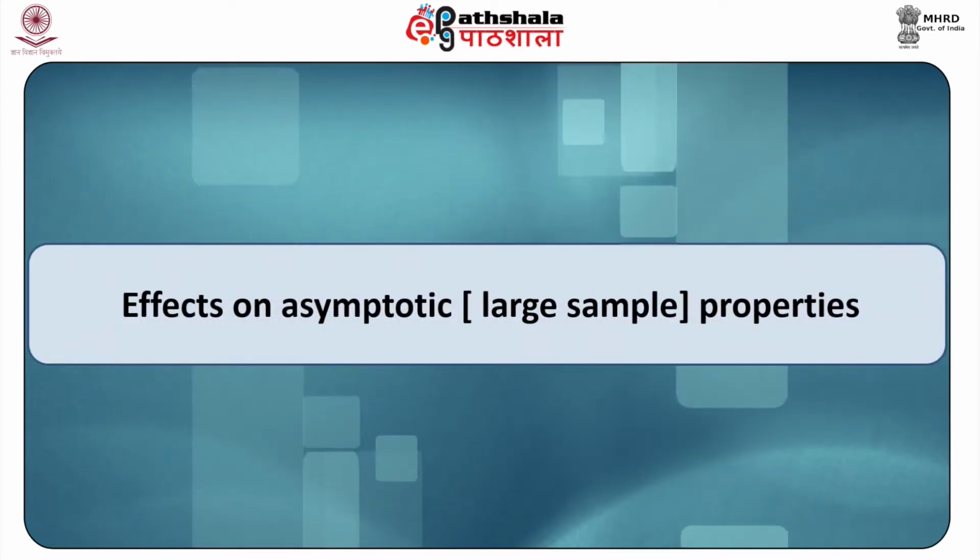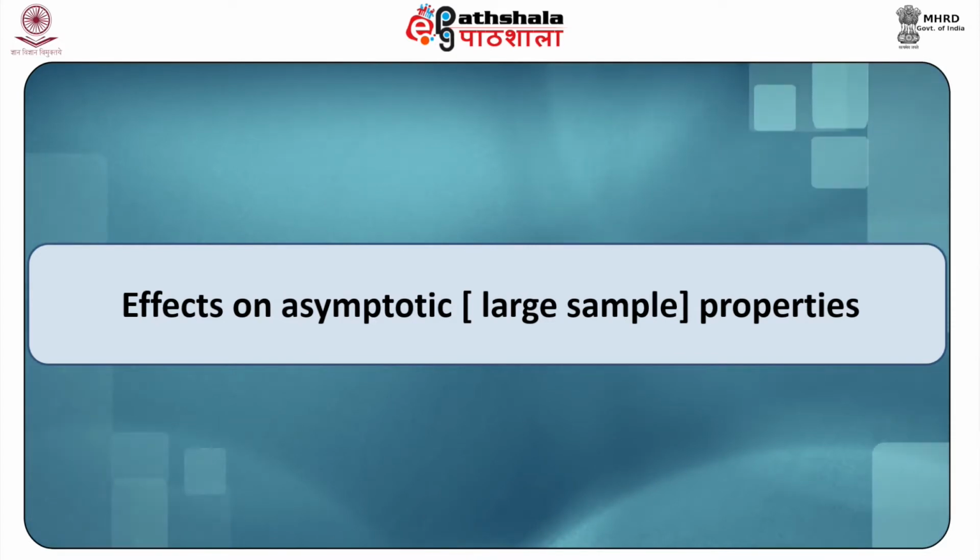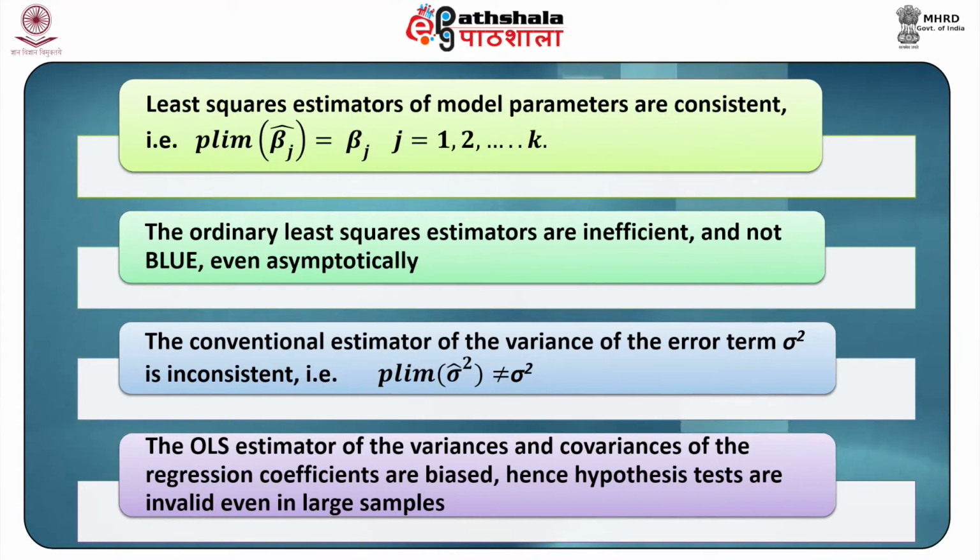Let us understand the effects on asymptotic or large sample properties of all these. First effect is least squares estimators of model parameters are consistent. That is, probability limit of beta j hat is equal to beta j, where j is equal to 1 to k. The second is that the ordinary least squares estimators are inefficient and not BLUE, even asymptotically. The third effect is the conventional estimator of the variance of the error term sigma square is inconsistent. That is, probability limit of sigma hat square is not equal to sigma square. Another effect is that the OLS estimators of the variances and covariances of the regression coefficients are biased, hence hypothesis tests are invalid even in large samples.